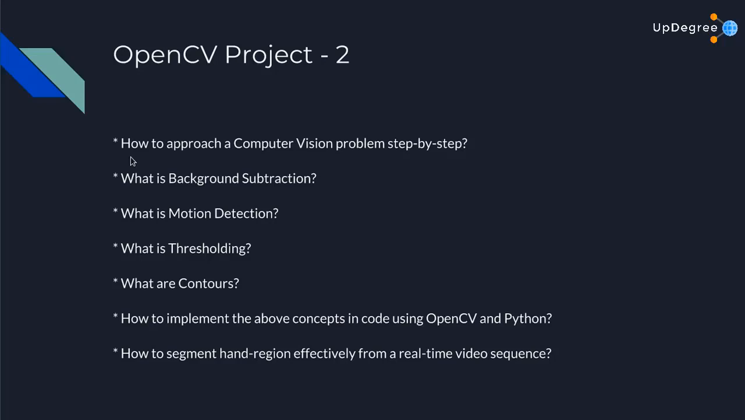Thus, the entire problem could be solved using two simple steps. 1. Find and segment the hand region from the video sequence, and 2. Draw a contour around the hand to segment the hand region in the video sequence. How are we going to achieve this?